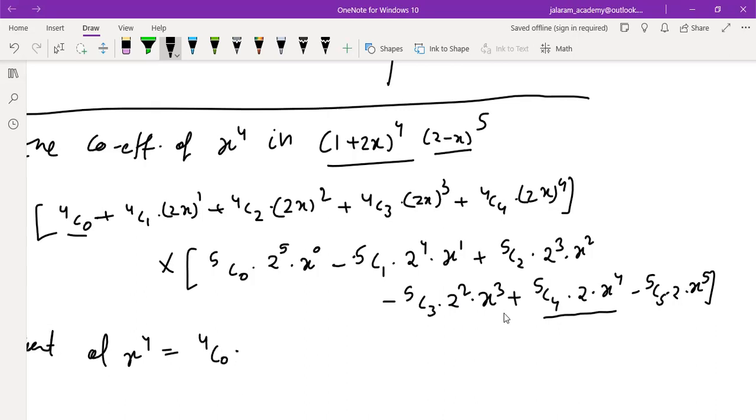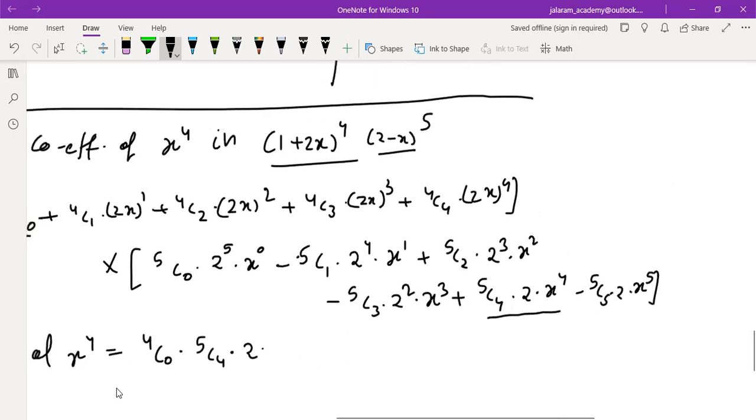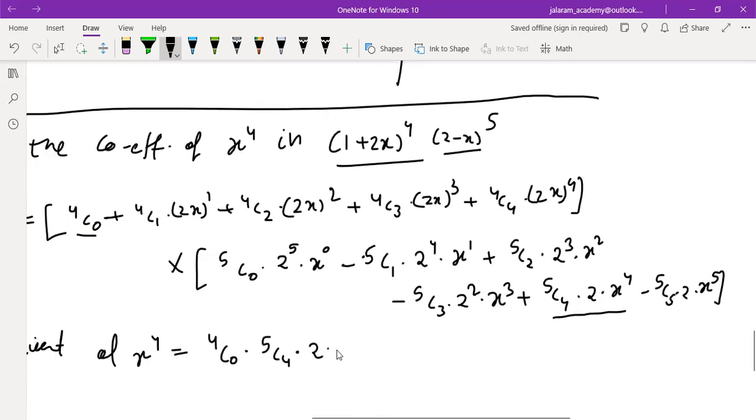4c0 into 5c4 into 2. And we have to write the coefficient only, so no need to write x to the power 4. Then plus this 4c1 into 2 into, now this is x, so we will now multiply it with the term containing x cube. It has minus also, 5c3 into 2 square. No need to write the term of x as we are only writing the coefficient. Is that clear to you?